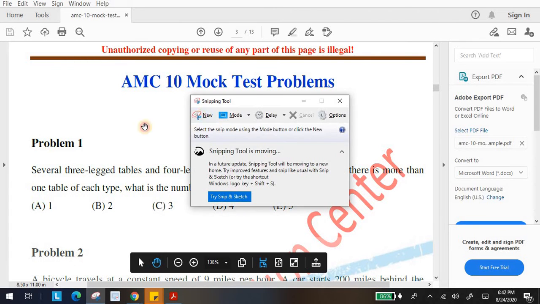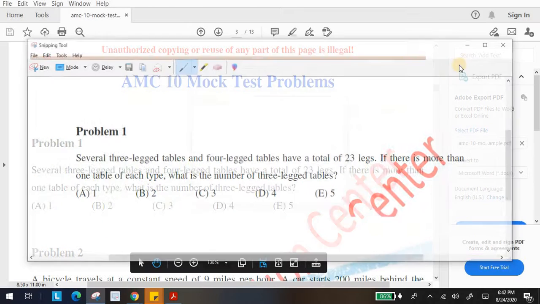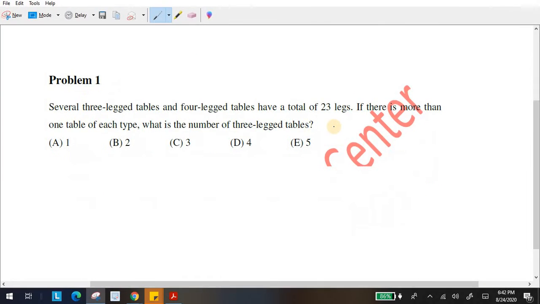Several three-legged tables and four-legged tables have a total of 23 legs. If there is at least one table of each type. So 3x plus 4y equals 23. And then how many three-legged tables do we have?